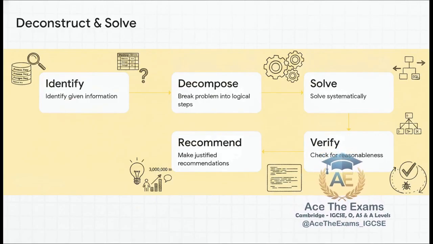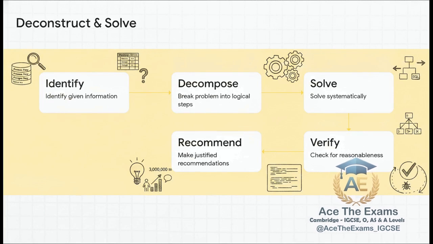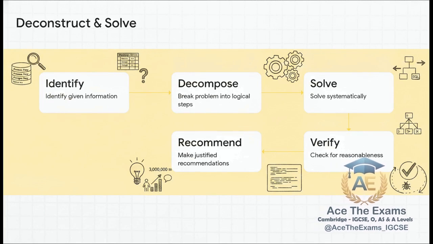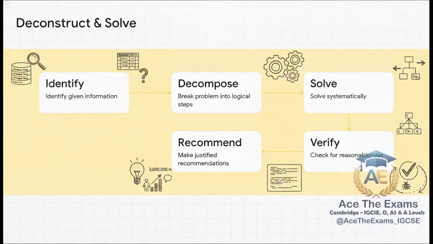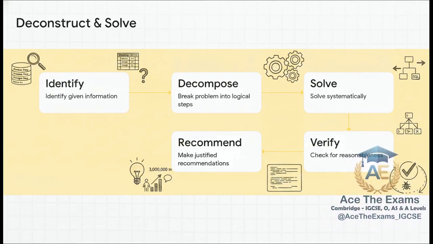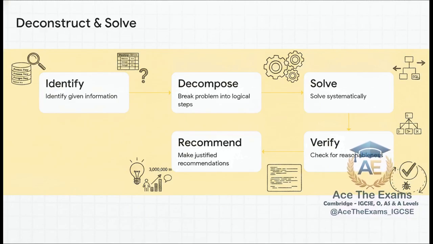We use a deconstruct, solve, and evaluate procedural framework that will completely transform your algorithmic thinking. Think of this as your 5-step master plan for absolutely any complex problem they throw at you. Step 1. Identify the given information. What exact tables are we working with? What are the specific primary and foreign keys? Write them down. Step 2.